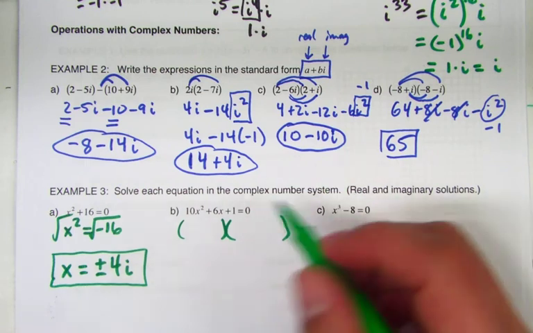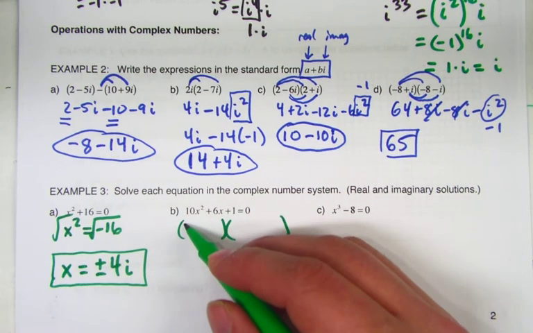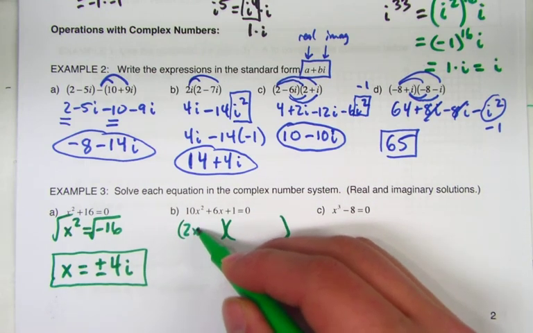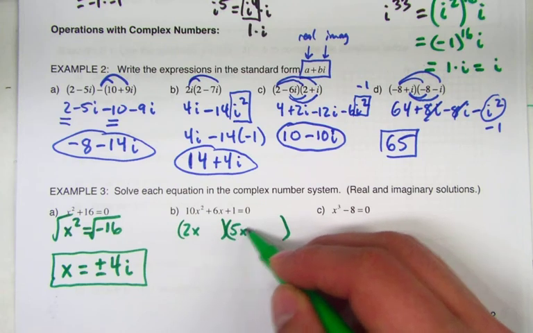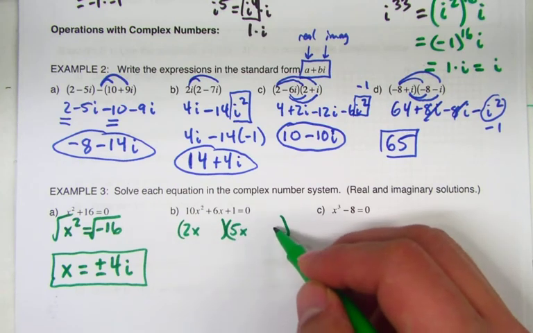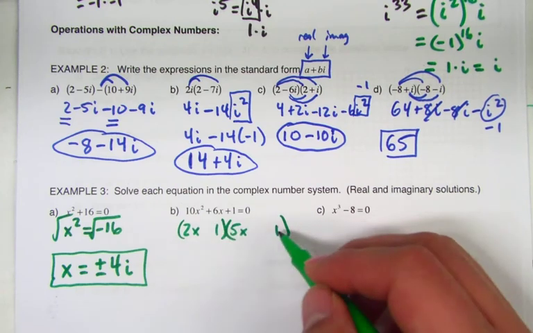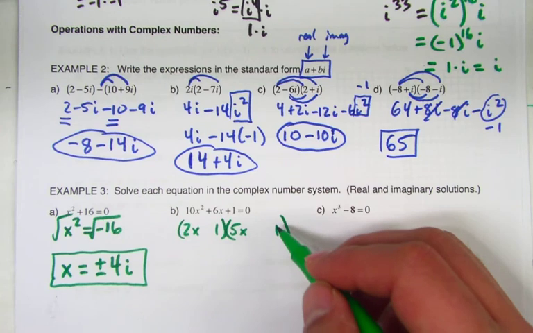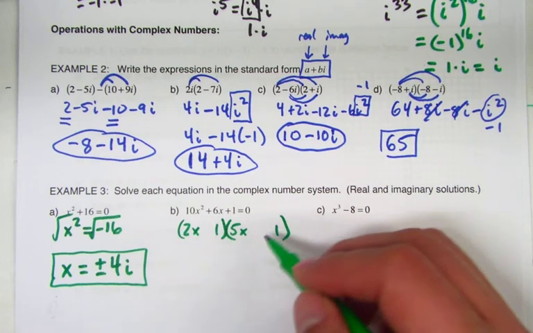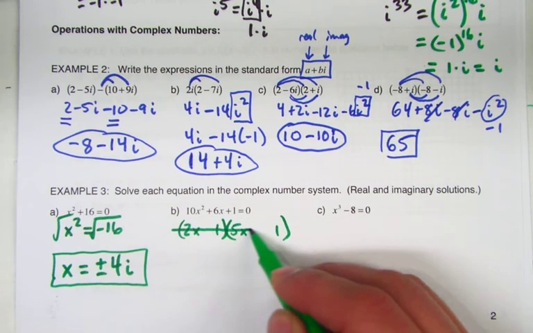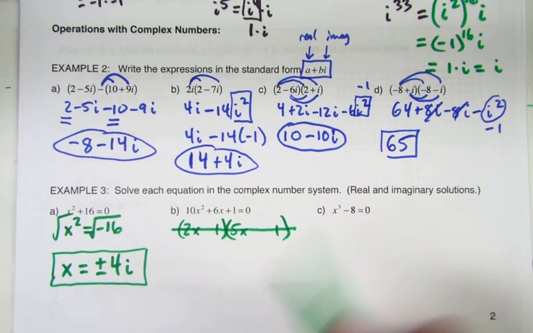Or at least I'm going to try to factor it. Let's see. If I do 2x, 5x, this is going to have to be a 1 and a 1 either way. That's not going to work. If I do 10 and 1, that's not, actually I don't think this factors at all. Okay, so since this doesn't factor, we're going to use the quadratic formula.